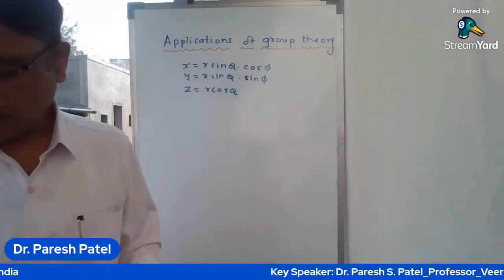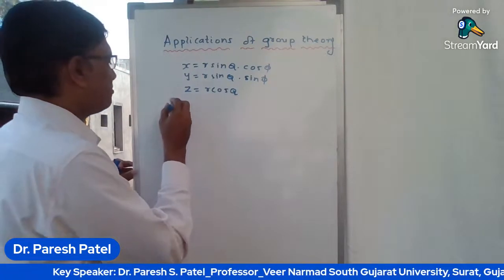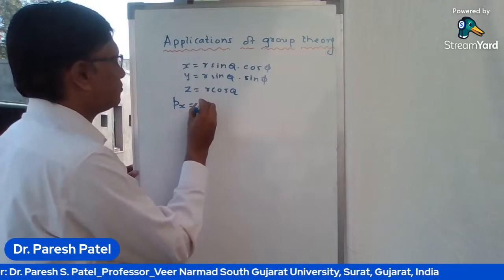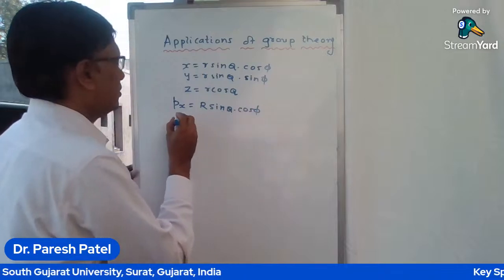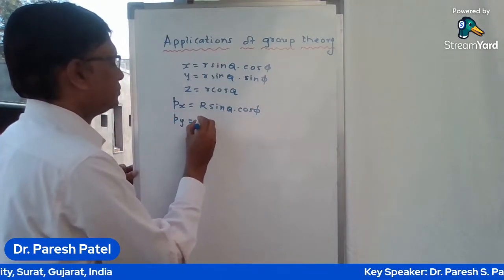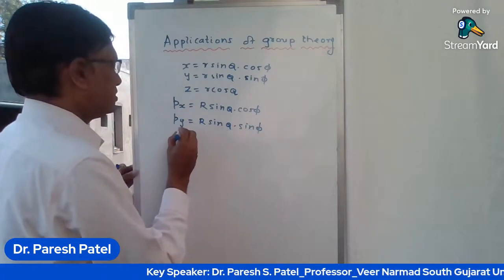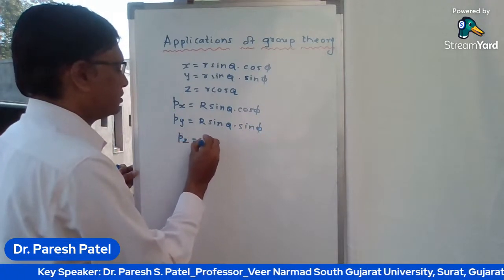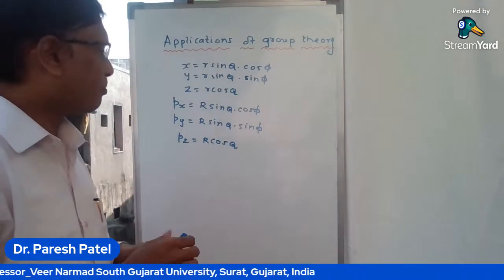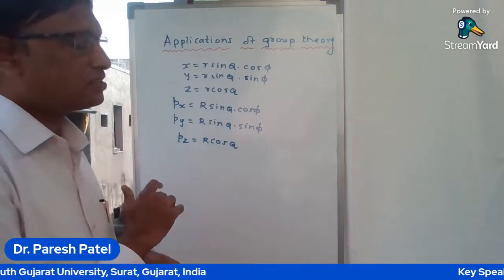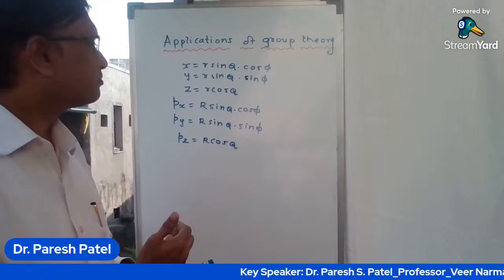Now this is the Cartesian coordinates, and we can convert Cartesian coordinates into polar coordinates, represented as px is equal to r sine theta cos phi, py is equal to r sine theta sine phi, and pz is equal to r cos theta. So by operating different symmetry operations on this molecule, theta remains unchanged, and only phi changes due to the rotation.